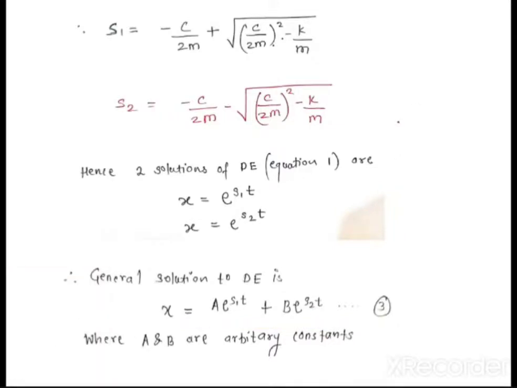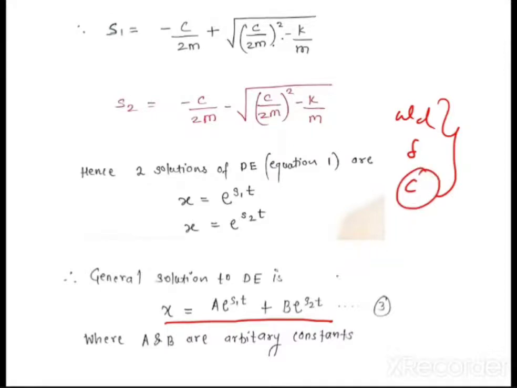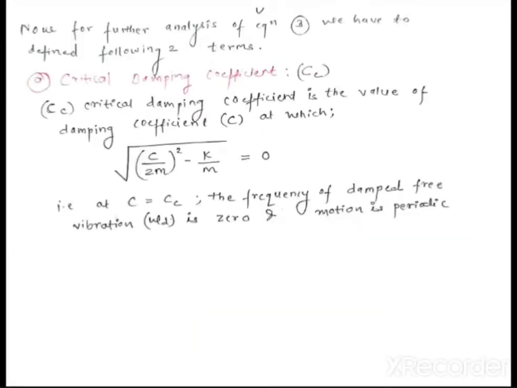Till now, I have defined the terms omega d, delta, and c. So these are the three new terms which I have defined, and then I have got this general solution equation. Now some more terms I have to define. What is this c? C is nothing but a damping constant. There is one more term which I have to define, that is called the critical damping coefficient.